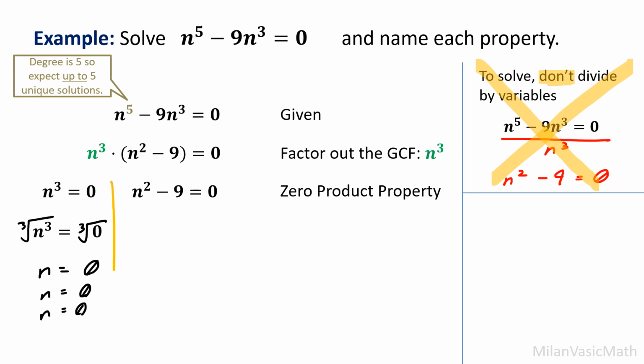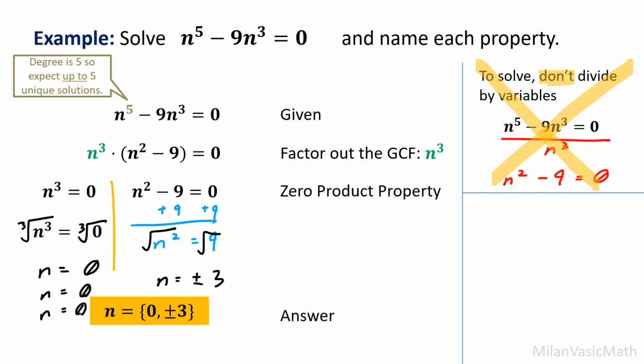All right, the other one, n squared minus 9, we're going to add 9 to each side. So n squared equals 9. Take the square root of each side. And don't forget plus or minus. So it's a plus or minus 3. Put that all together. And these are our answers. 0 and plus or minus 3. You don't have to repeat the zeros. All right, so we have 3 unique solutions.